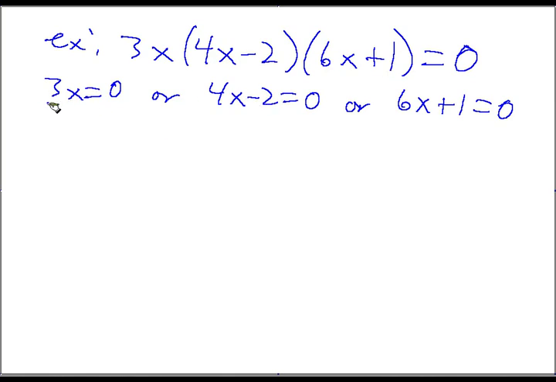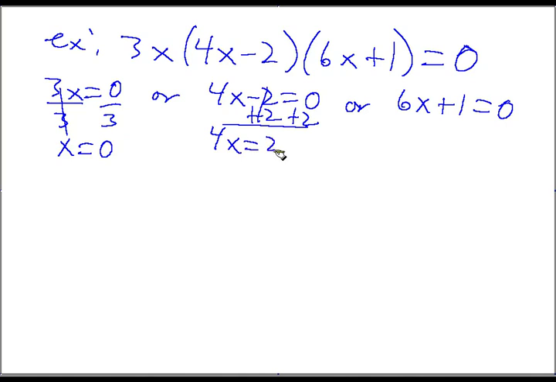Okay? So here, that's not too bad. Just divide by 3 here. All right? So 0 divided by 3 is what? x is what? Well, x is equal to 0. 0 over 3 is still 0. How about this one? Well, add 2 to both sides. So 4x is equal to 2. So dividing by 4, x is going to be what? 2 over 4, right? 1/2 in this case, right? 2 over 4. All right?